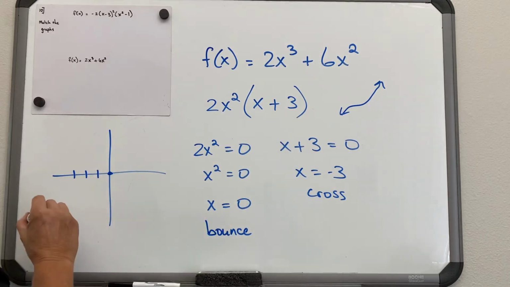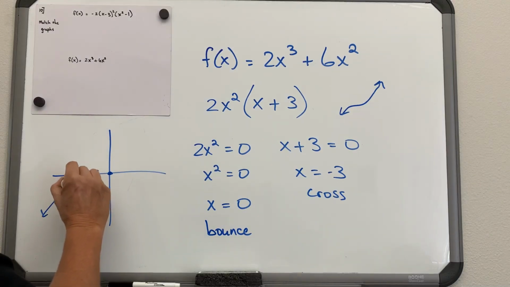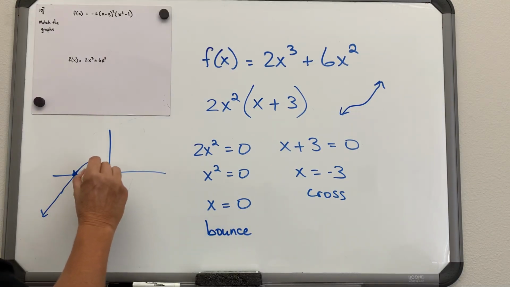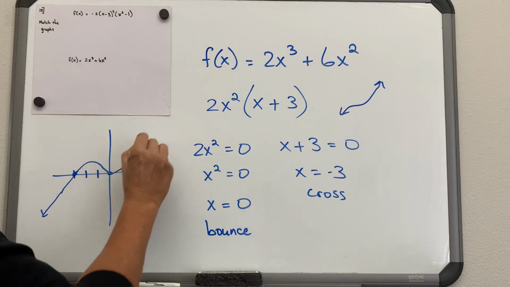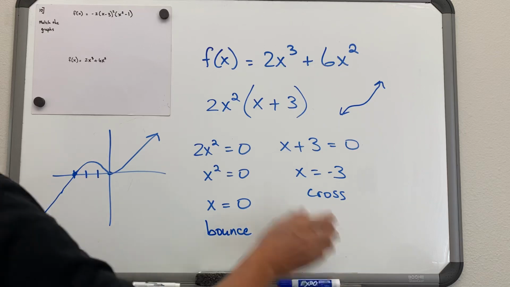It's going to start from the left, it's going to be pointing downward. So if it crosses at negative 3, then it's got to come back to bounce off the 0, and it's got to end going up. So that is enough information to select the picture that matches that.